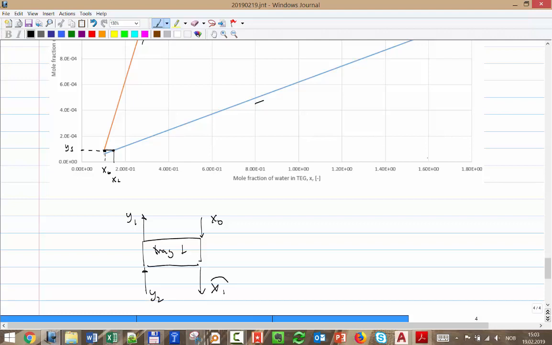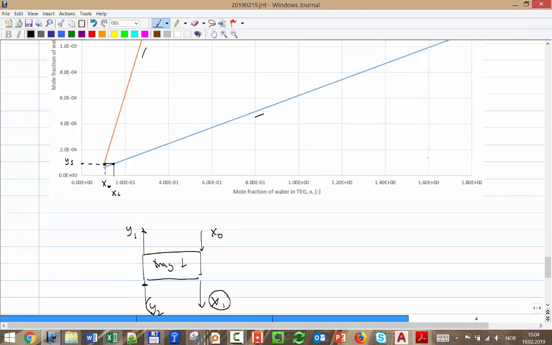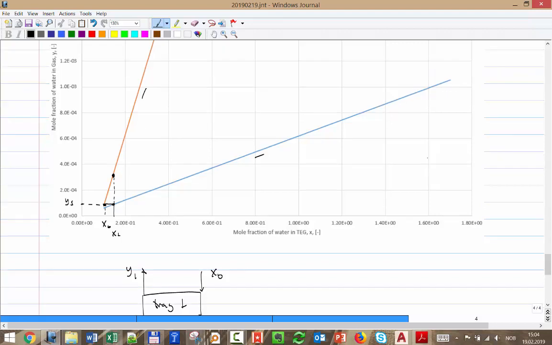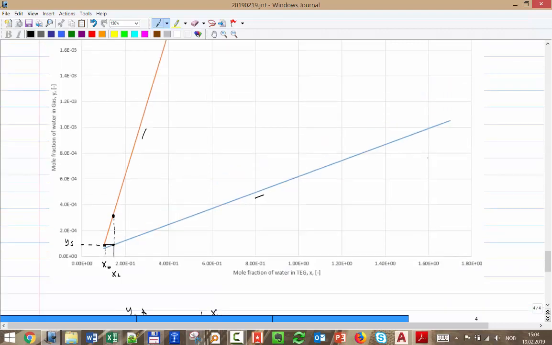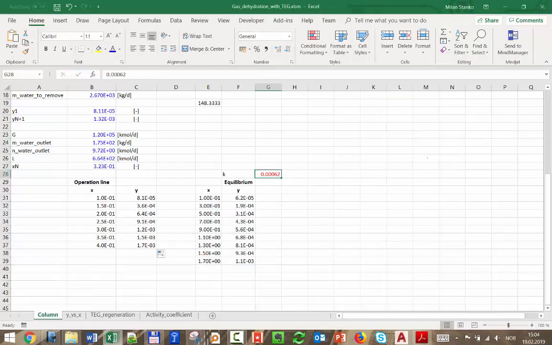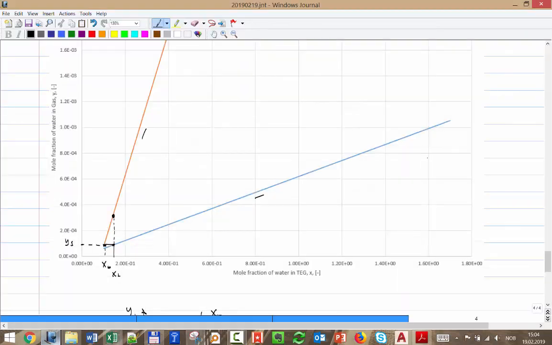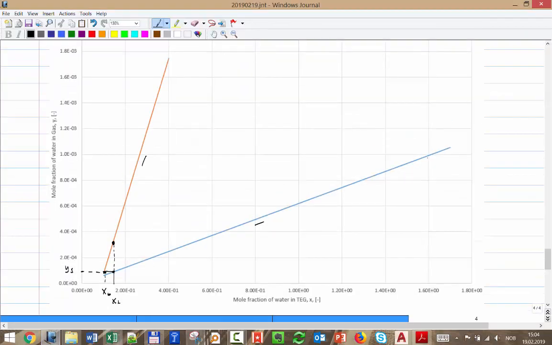Now I know y1 to find x to find the y2. I go back to the operational line. Now go up. Where do we have the y of the inlet? What I have at the inlet. The y at the inlet is 132. So let's make it here 132. That's y at the inlet.